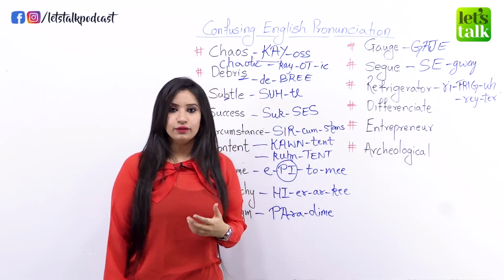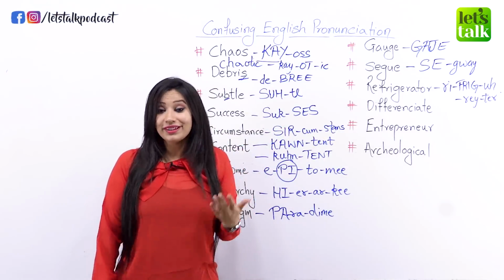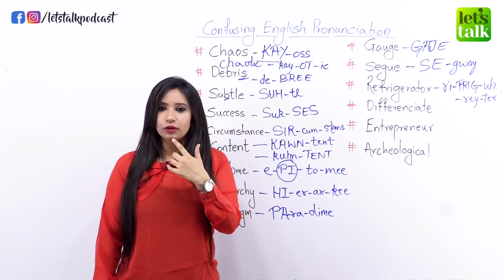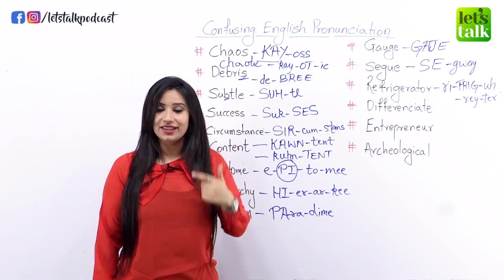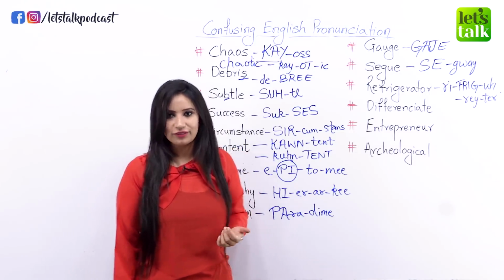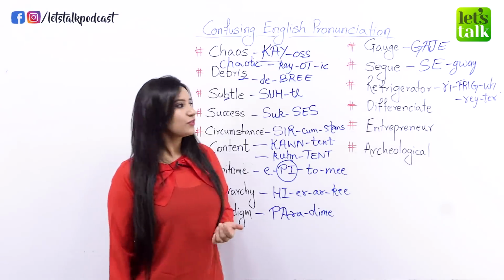So you'll say refrigerator. Please repeat it after me. And when you try to say the F, make sure you bite your lower lip with your upper teeth. Refrigerator, okay? Refrigerator. Wow, I think you're really smart.